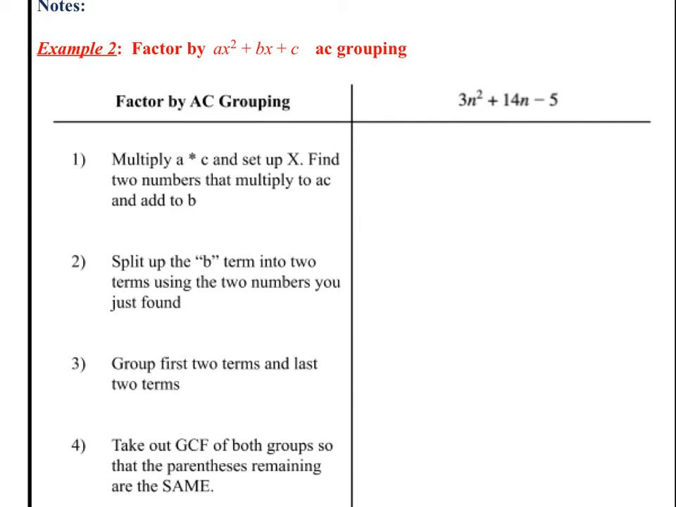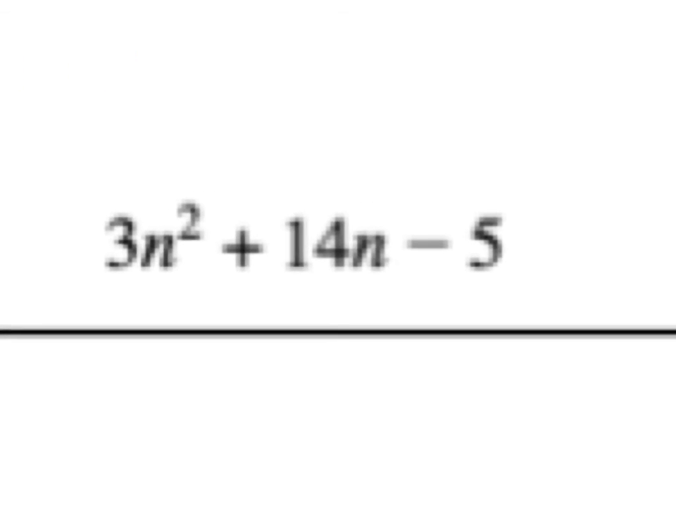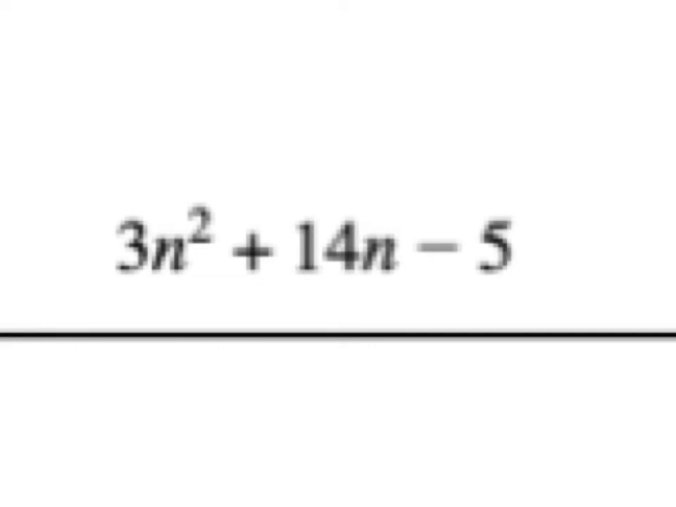All right, look at your problem here, 3n squared plus 14n minus 5. You have A, B, and C. Is there a GCF between those three? No. That's unfortunate, because usually that makes it easier. Is A equal to 1? No, it's 3. Shoot! You've got to do AC grouping. Takes more time, but it works every time.